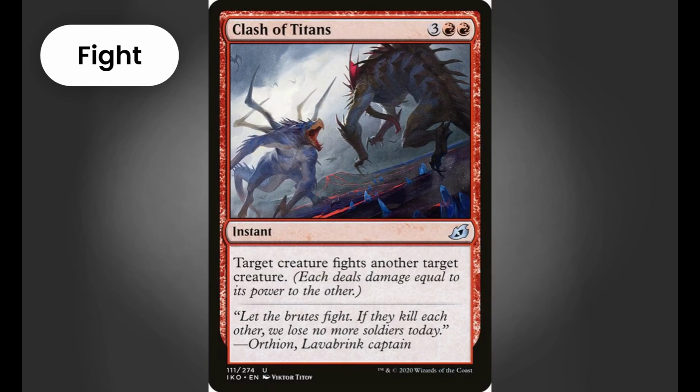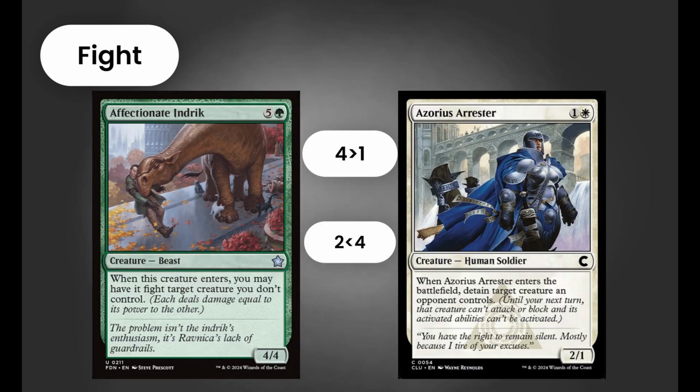Fight is the next action word. This action means two creatures deal damage to each other equal to their power. It functions essentially the same way as dealing combat damage to each other, but it is importantly not actual combat damage. The powers are compared to the toughnesses, and if any creature in the fight takes damage equal to or greater than its toughness, that creature is destroyed.